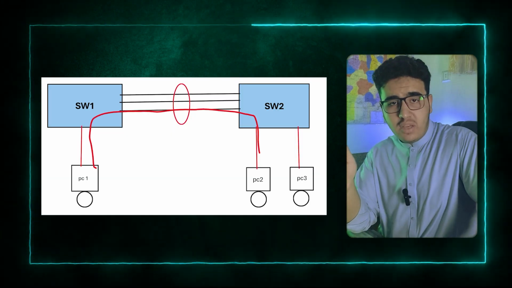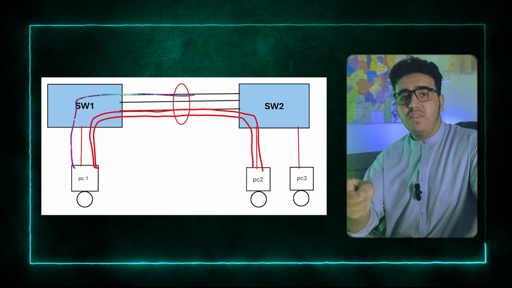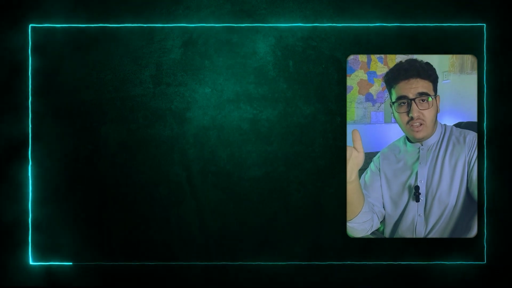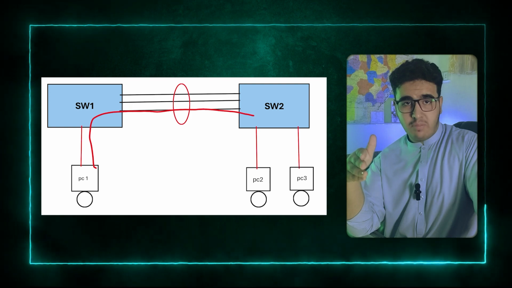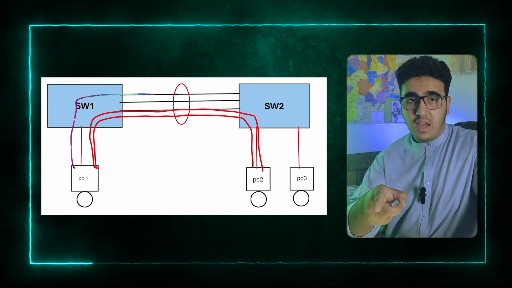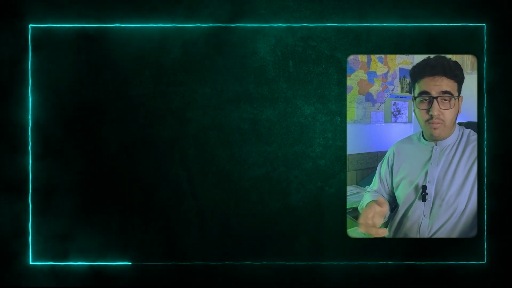By destination IP, it means that if the destination IP is always the same, use that port. If the destination IP changes, use another physical link. If it is always the same destination MAC, like in here we have destination MAC, it will always be sent by the same physical link. But if the destination MAC changes, what will happen? The physical port will change for forwarding the data.